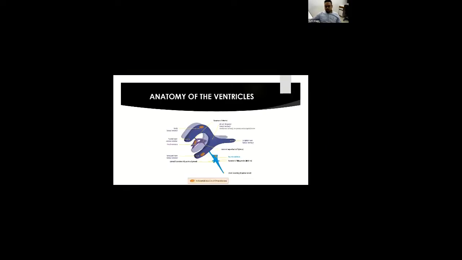So let's begin talking about the anatomy of the ventricles. I'm sure most of you are aware of the anatomy, but it's just a quick revision. So these are the paired lateral ventricles. The lateral ventricles communicate with the third ventricle. This is the third ventricle. They communicate with it through the foramen of Monro. Then the third ventricle communicates with the fourth ventricle through the aqueduct of Sylvius.